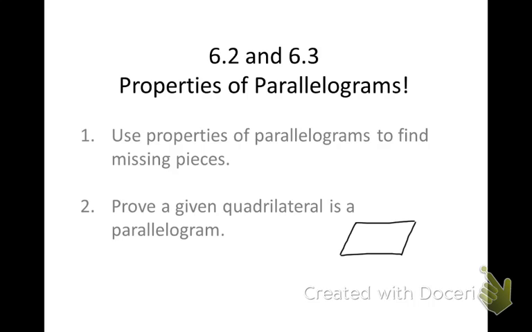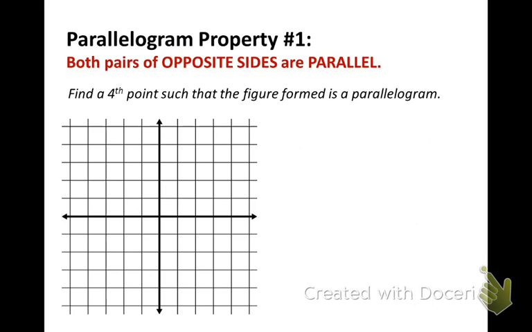A parallelogram is a 4-sided figure, which means it's a quadrilateral. It's just a very specific type of quadrilateral. So let's go into the 6 properties and see what they tell us. Property number 1 says that both pairs of opposite sides are parallel. Something to make sure that you're watching is that for this property, you need to know that both pairs of opposite sides are parallel, not just one pair. Go ahead and copy that down.